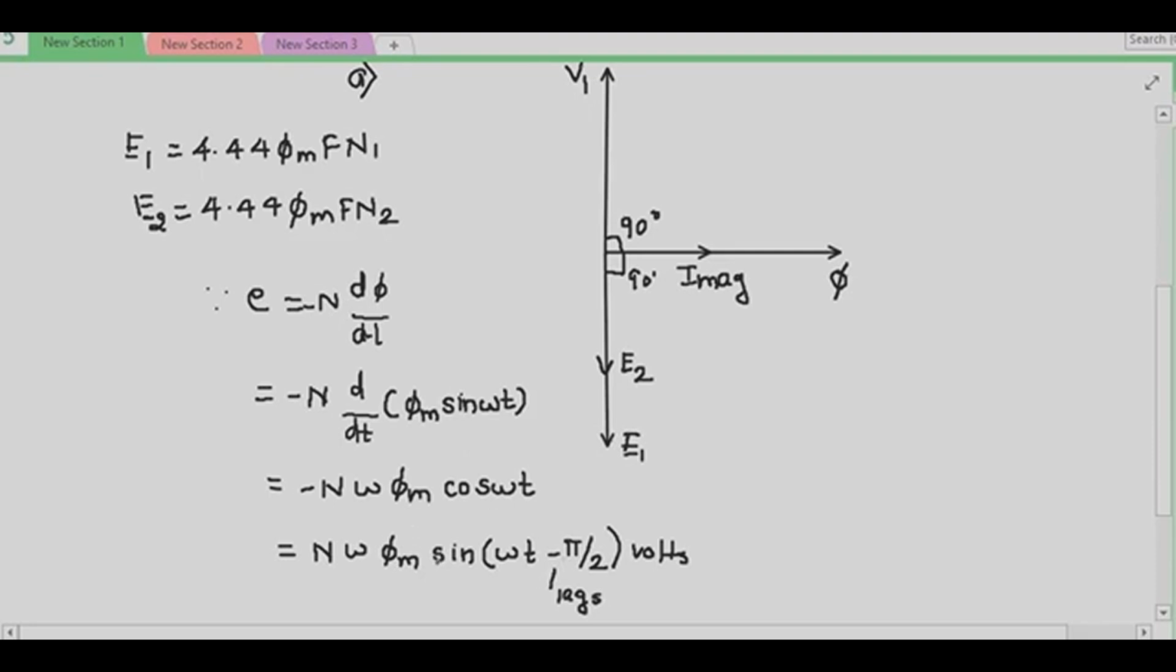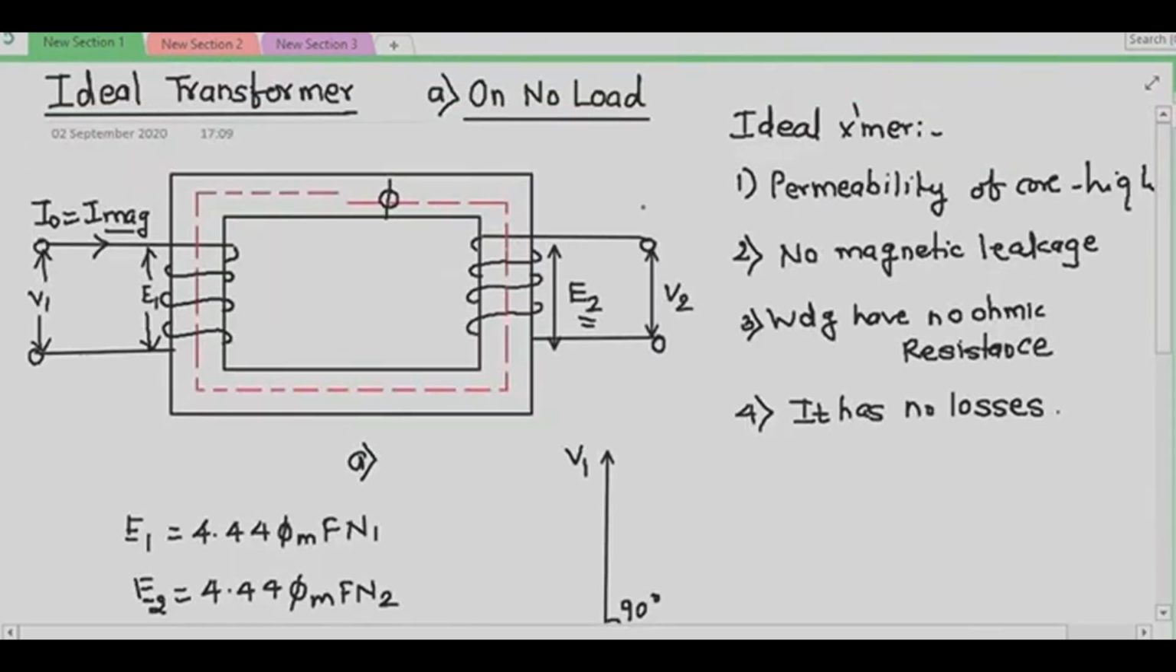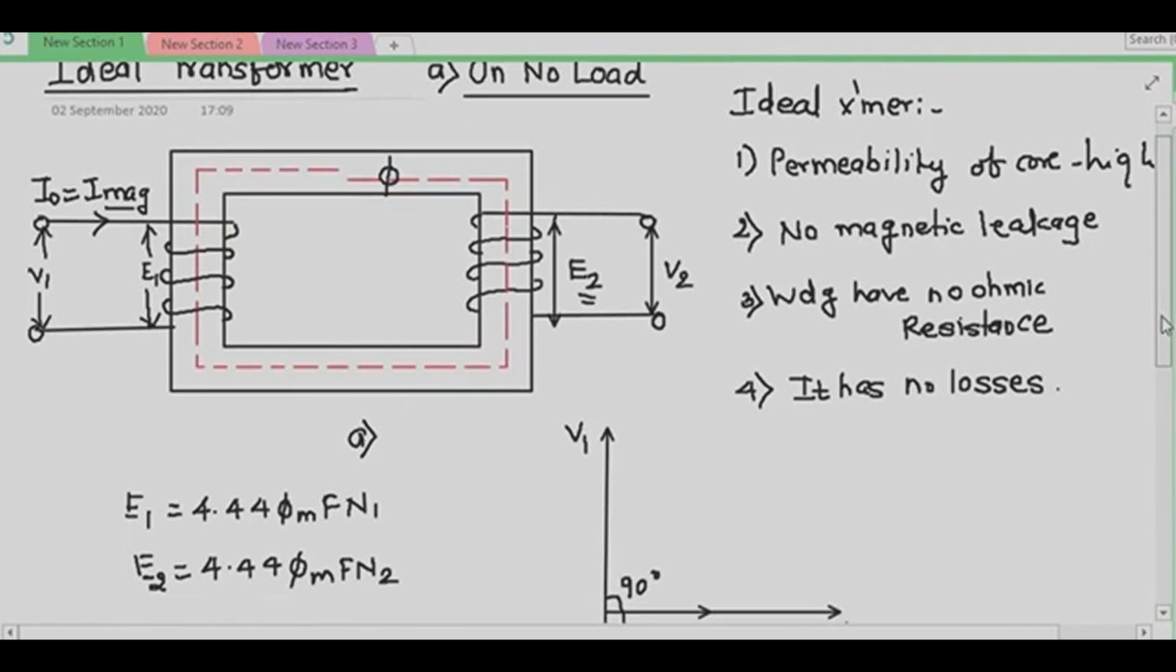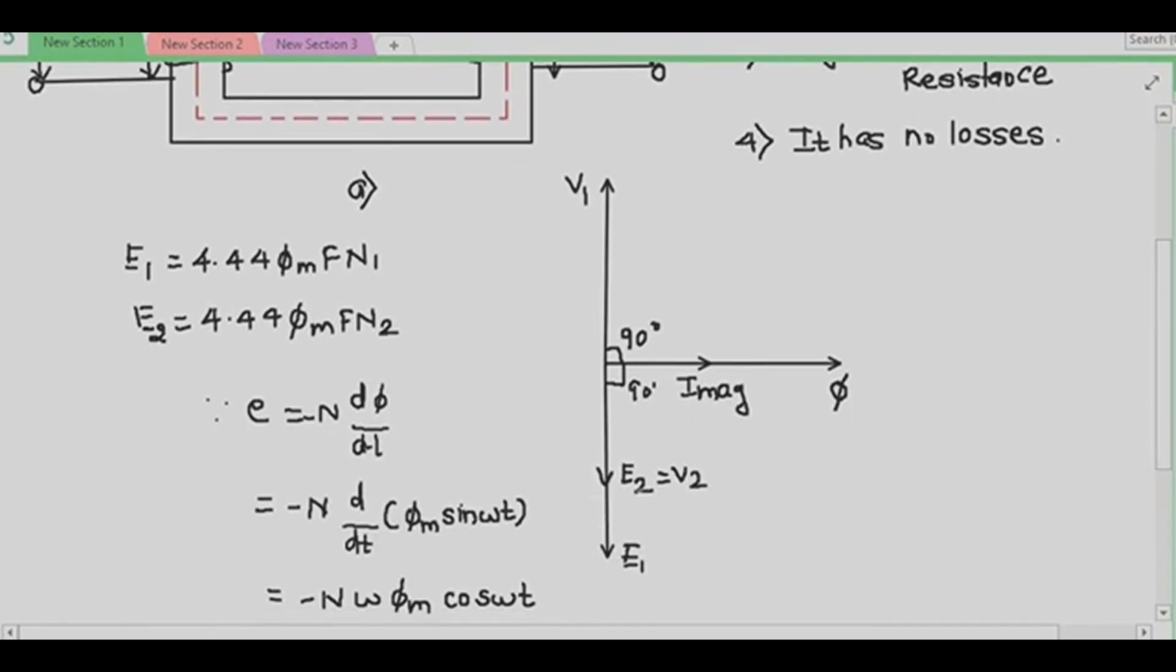This is written with respect to the flux. So this pi by 2 means 90 degrees. Minus sign indicates that it lags. Therefore, E2 and E1 both lag the flux phi. Since the secondary circuit is open, my secondary terminal voltage V2 is actually equal to E2, because my secondary is open circuit. So whatever EMF is induced here is equal to the voltage across the output terminals. That's why I have written E2 is equal to V2 here.